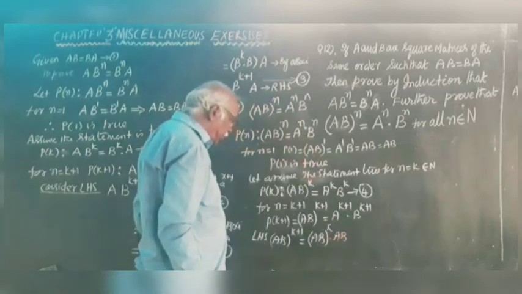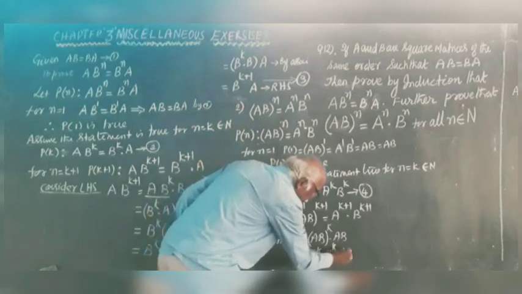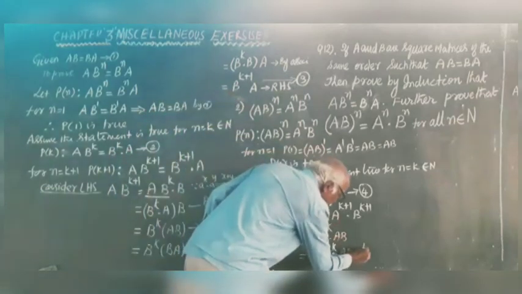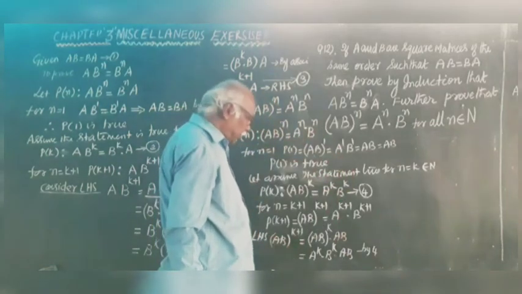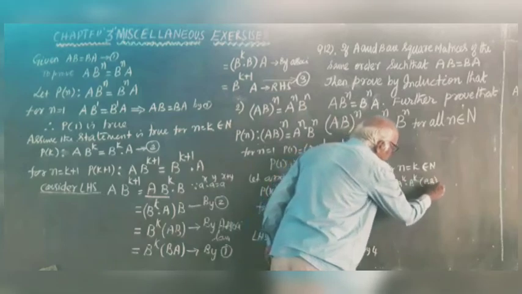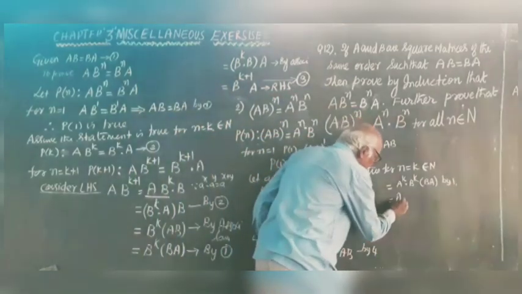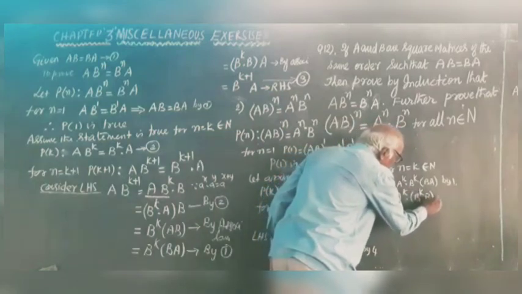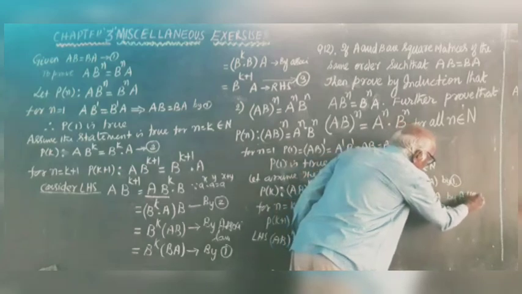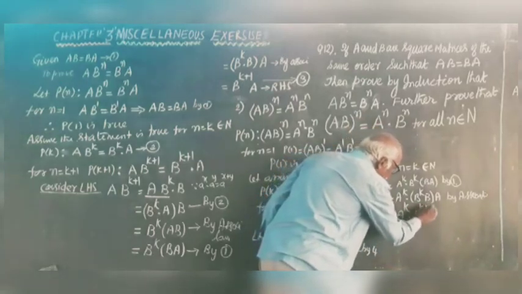(ab)^k into ab is equal to a^k into b^k into ab, by equation 3. That equals a^k into b^k into ba, because ab equal to ba is given, which equals a^k into b^k into b into a by associative law, which equals a^k into b^(k+1) into a.